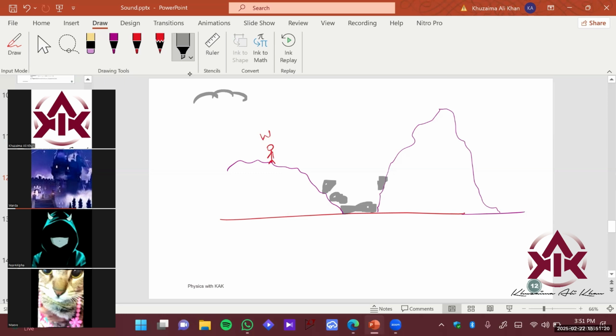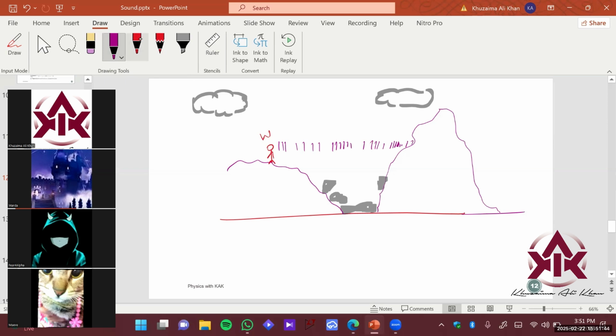And let me just make some clouds here also. Let's say it's nighttime, right? And she basically shouts her name, right? So when she shouts her name, let's say it basically goes in compressions and reflections, compressions and reflections. It basically hits this particular boundary here, right?